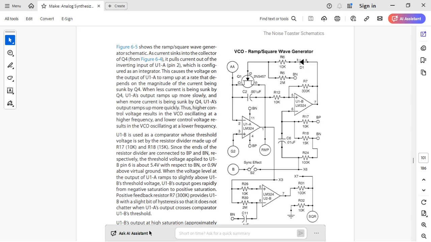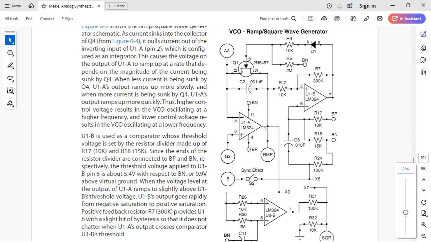Hello. So today we're going to talk about the ramp square wave generator. That's inside the VCO, so that's inside the voltage control oscillator. So last time I did part 1, which talked about the voltage to current exponential converter. Okay, so let's talk first about the input.